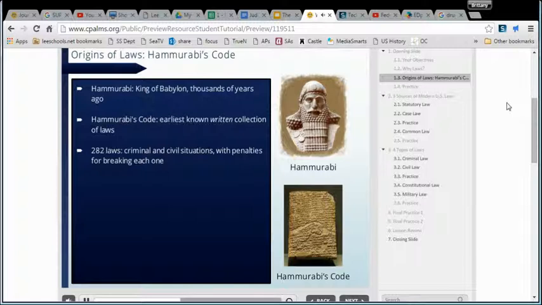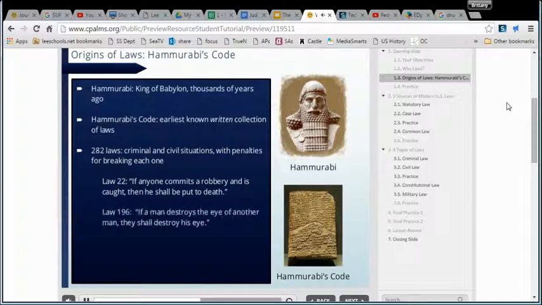Let's look at a few of Hammurabi's laws in detail. Law 22. If anyone commits a robbery and is caught, then he shall be put to death. Law 196. If a man destroys the eye of another man, they shall destroy his eye. As you can see, Hammurabi's Code was a little harsh compared to our modern laws.